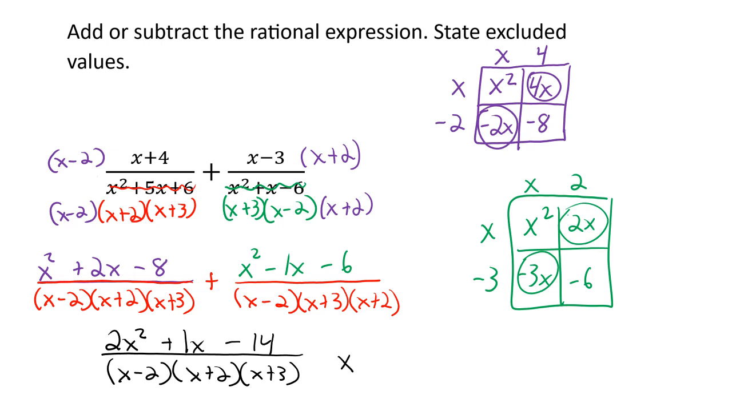It does ask to state excluded values. So in the denominators, I would get +2, -2, and -3. Just remember, it's always a sign switch of these that gives you your excluded values. And we've got our answer.